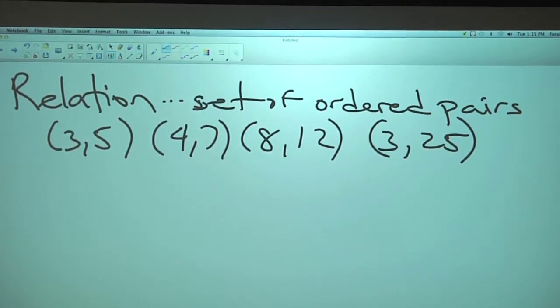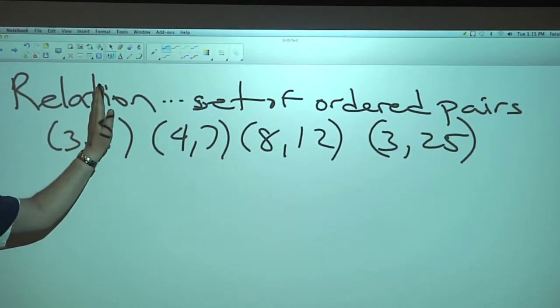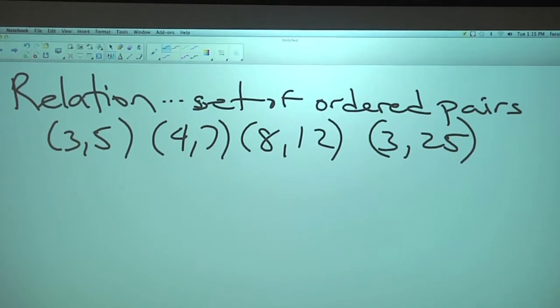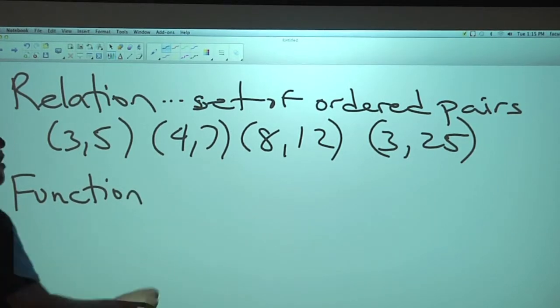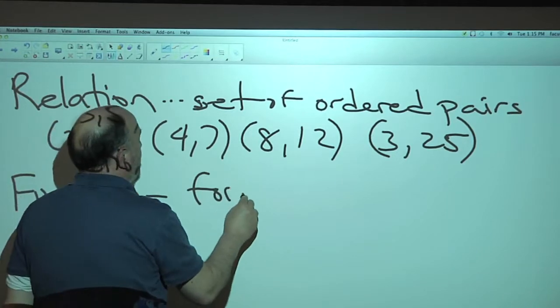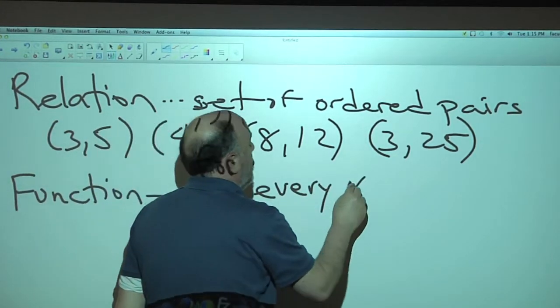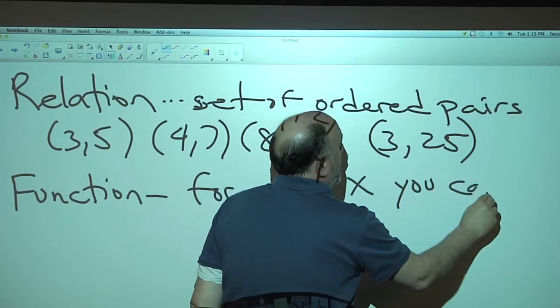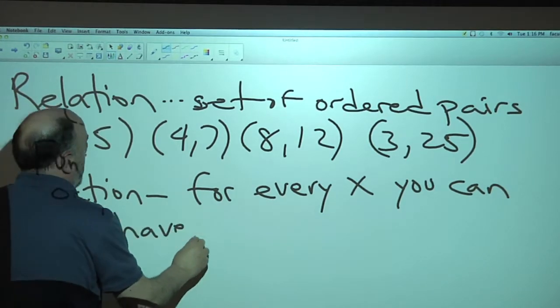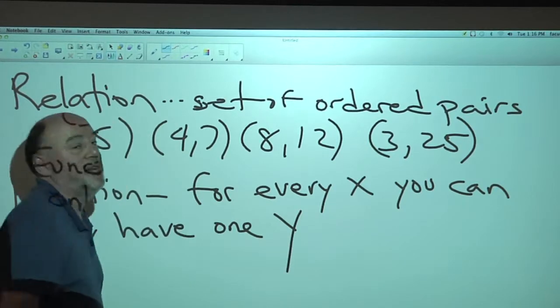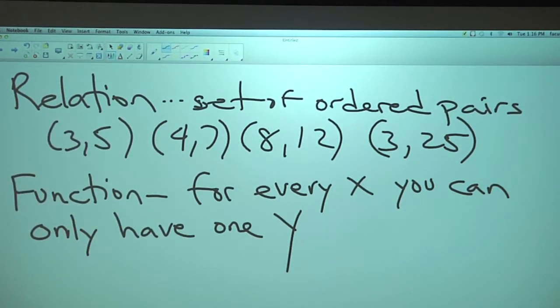Okay? So the first number is the x, the second number is the y value, right? All right. So that is a relation, a set of ordered pairs. The step up from that is when you get into when something is a function or not. For something to be a function, for every x, you can only have one y. So for every x, there will only be one y value, right?